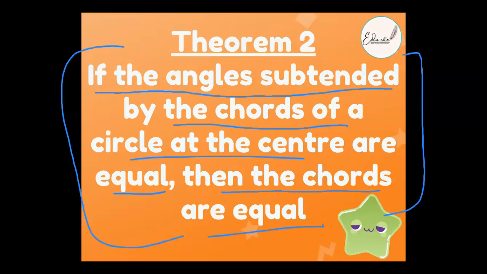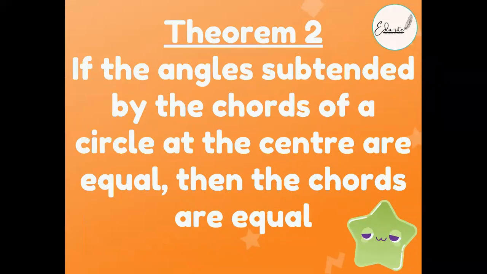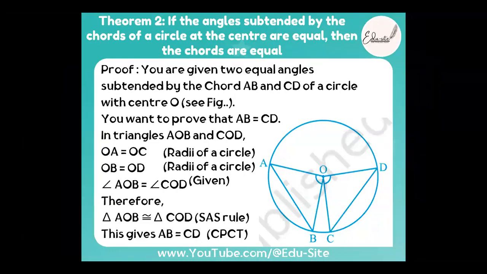Excellent. Now, what is the opposite of theorem 1, the converse of theorem 1? If the angles subtended by the chords of the circle at the center are equal, then the chords are equal, right? So this is theorem 2. It can be easily proven by the same method. You don't have to apply any other method.